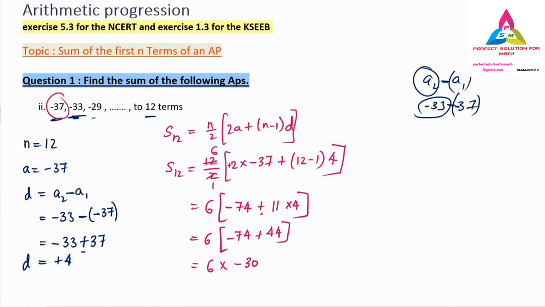Next we have to multiply. Here 6 has the positive sign, plus into minus is minus, 6 threes are 18 and 0 we can write. This is also a shortcut of multiplication: when you have a last 0, you leave it as it is, write down 0 first, and then multiply the next two numbers. So easy it is. So the final answer is minus 180. S12, the sum of the first 12 terms of the given AP, is minus 180.